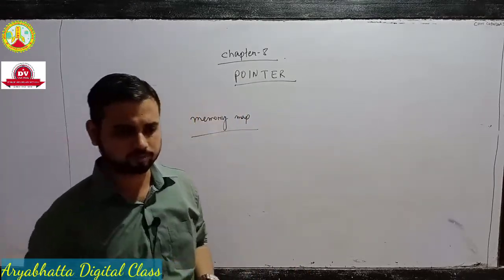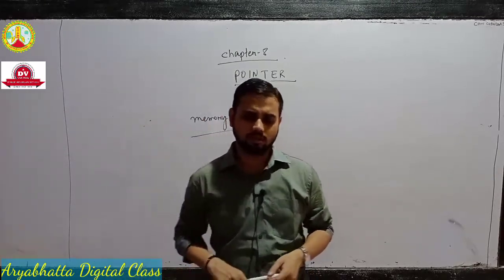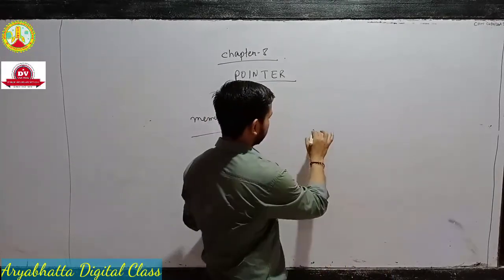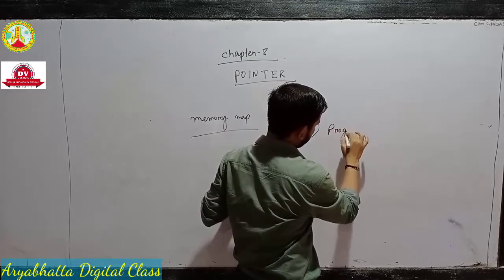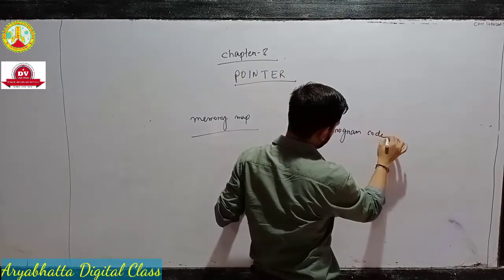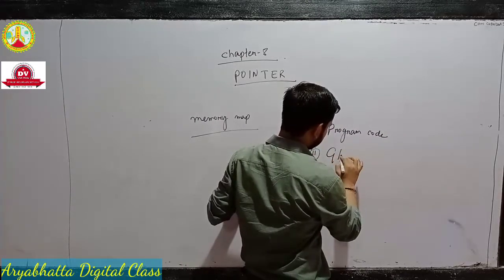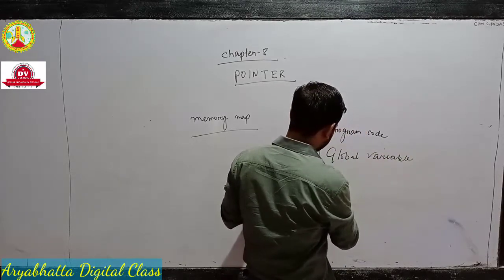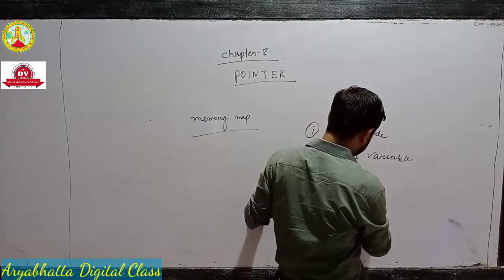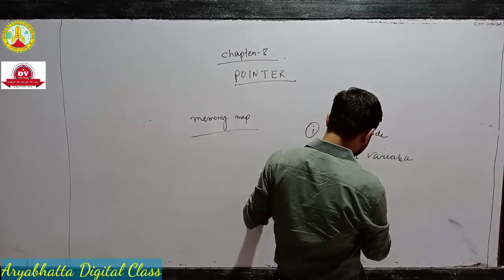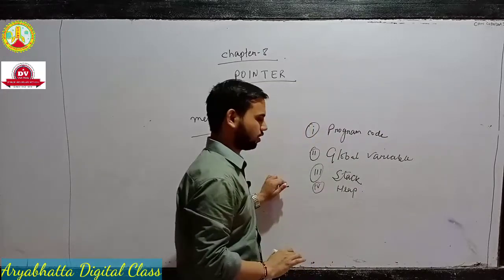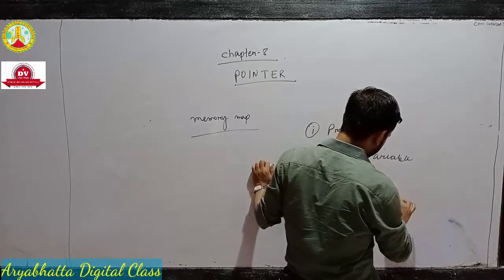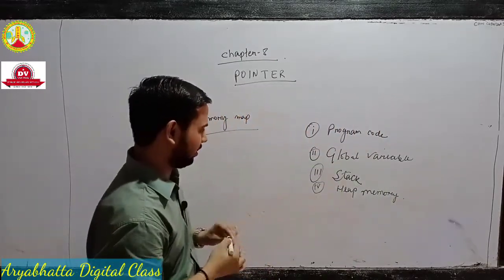In the memory map, I can say there are 4 sections. The first is program code. The second portion is global variable. The third portion is stack, and the fourth portion is heap storage or heap memory. Sometimes it is called heap storage, and sometimes it is called heap memory, HEAP, right?